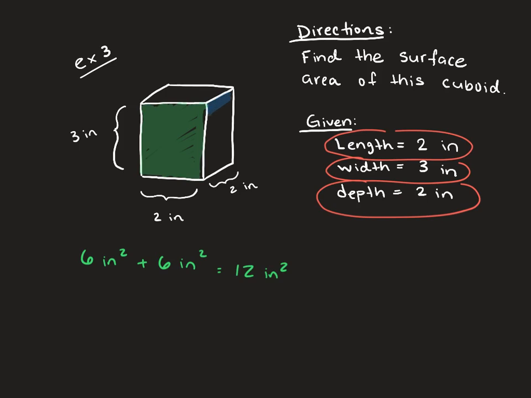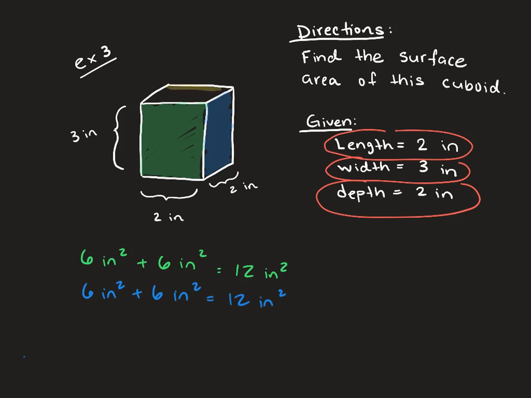Now the side face, there's two of them, one on the right, one on the left. It's going to be 3 times 2. No, this is going to be easy. So it's going to be 6, right? So 6 square inches plus the other side face, 6 square inches. It's going to be 12 square inches.